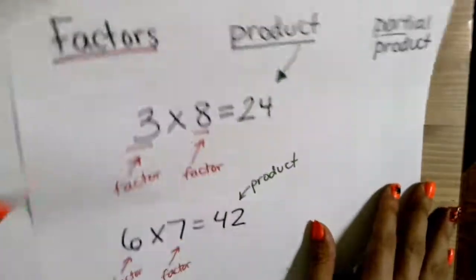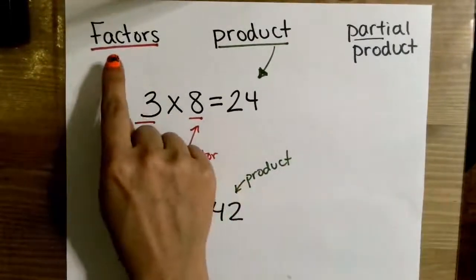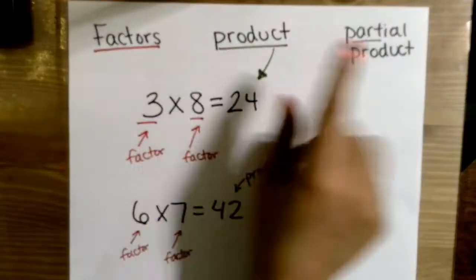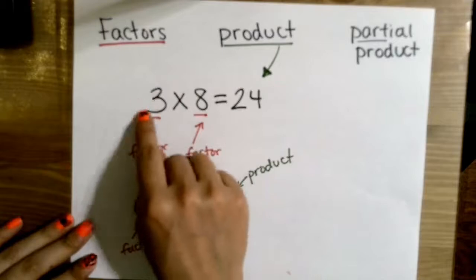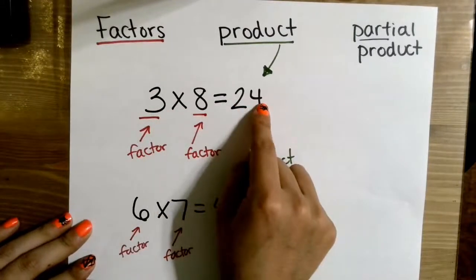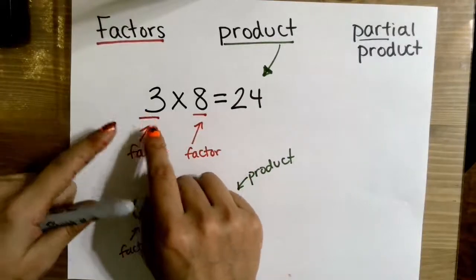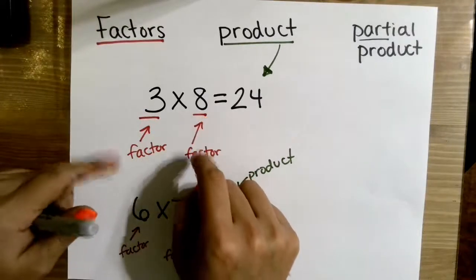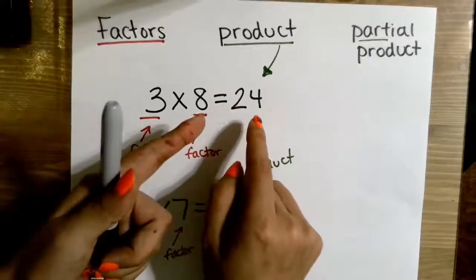Some of the math words we need to understand during multiplication are factors, product, and partial product. So when we have a multiplication problem like 3 times 8 equals 24, the factors are the numbers we're multiplying. So we're multiplying 3 and we're multiplying 8. So factors are the numbers we multiply to get our answer.